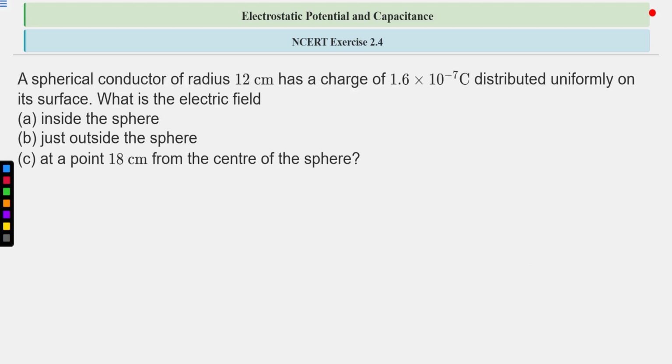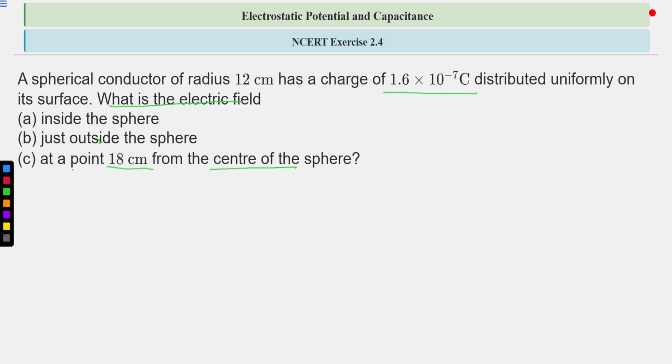Next question. A spherical conductor of radius 12 cm has a charge of 1.6 into 10 to the power minus 7 coulomb distributed uniformly on its surface. What is the electric field inside the sphere, just outside the sphere, and at a point 18 cm from the center of the sphere? So a spherical conductor of radius 12 cm is charged with this charge. So we have to find the electric field at three points.